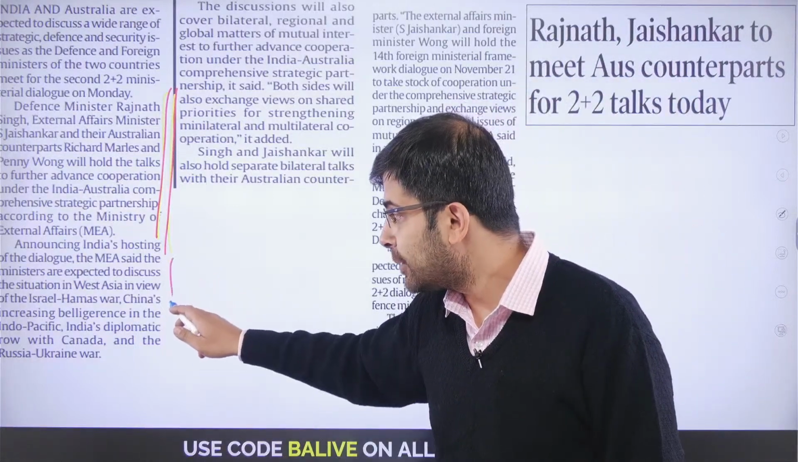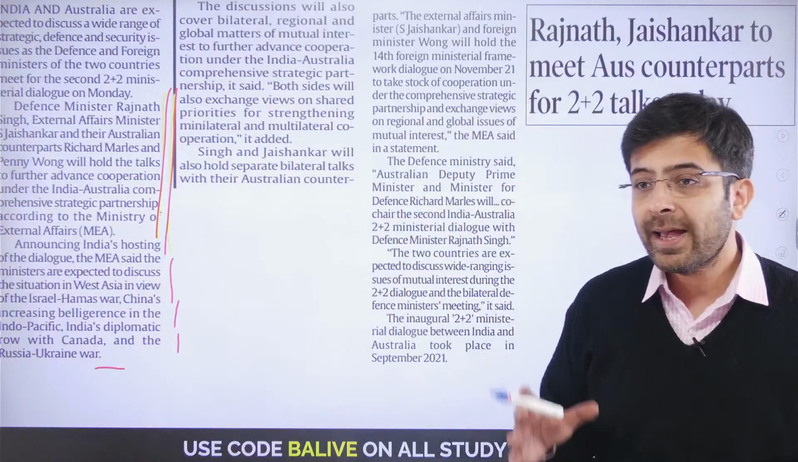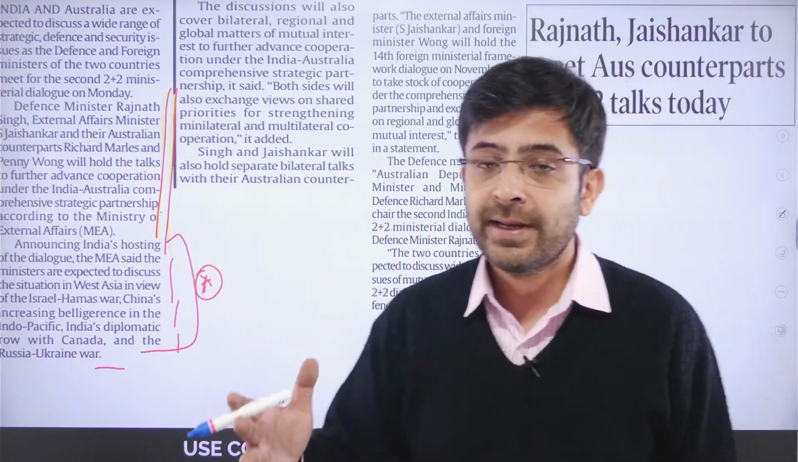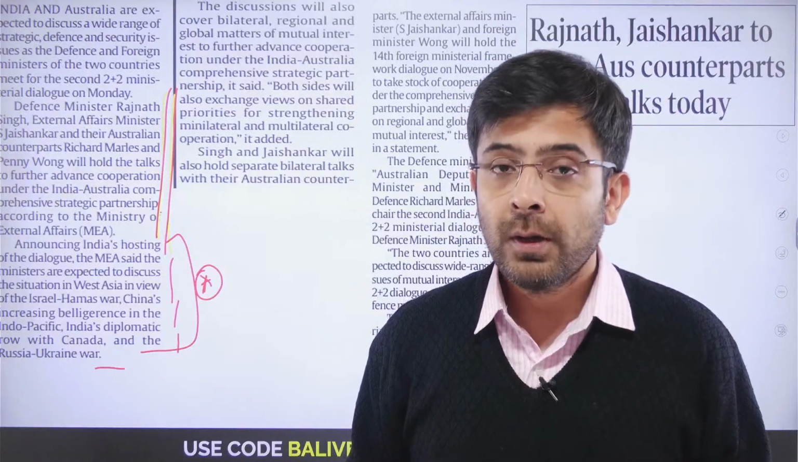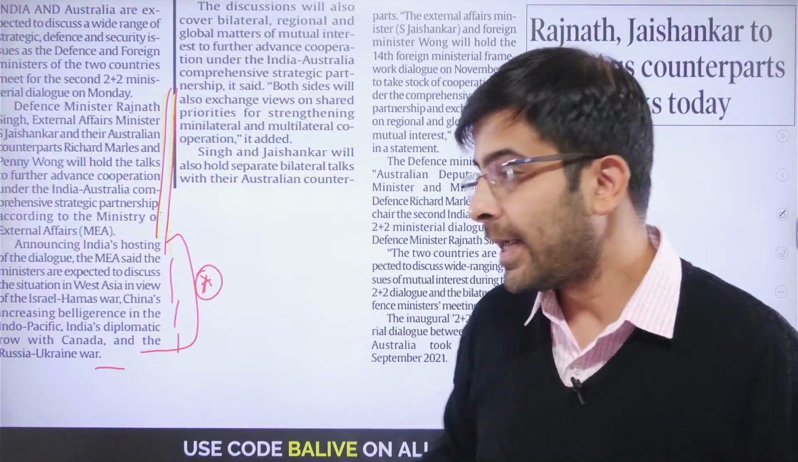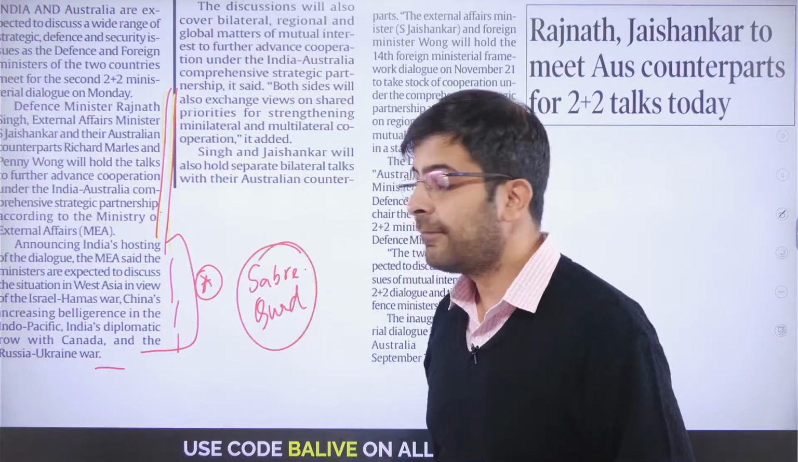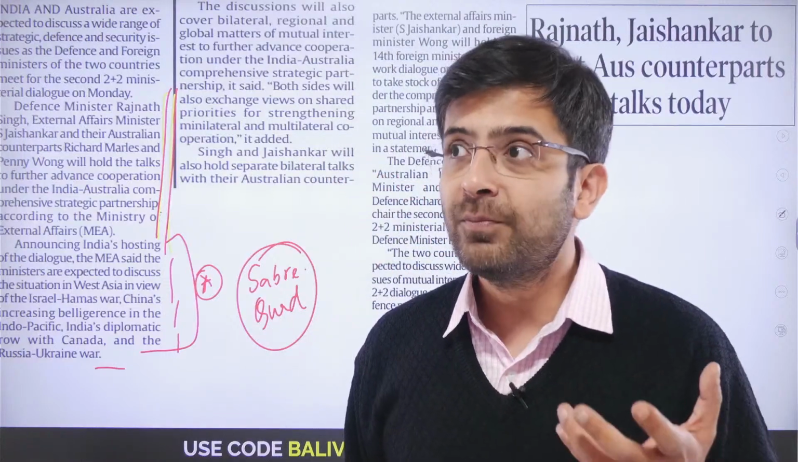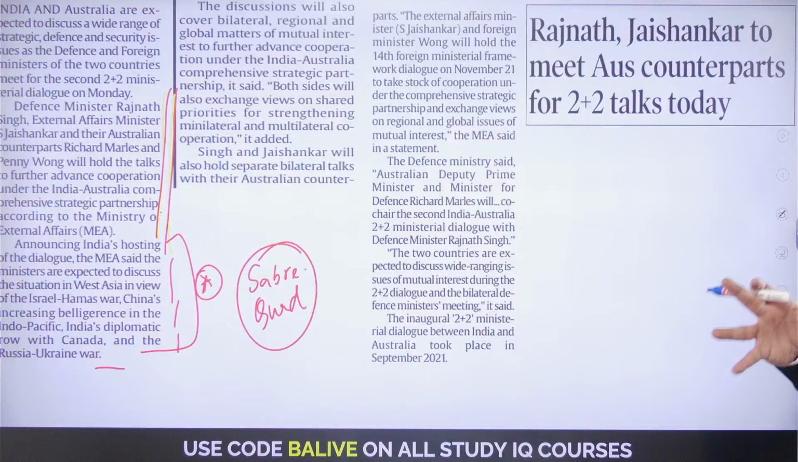The ministers are expected to discuss the situation in West Asia, China's increasing belligerence, India's diplomatic row with Canada, and the Russia-Ukraine war. If these are the areas of convergence, it is a very important paragraph, because it tells you where India and Australia are collaborating. More importantly, in terms of military, you have Operation Sabre, the Quad, all of these, where we are collaborating with Australia. India and Australia are now part of the IPEF also. But trade and commerce is where India and Australia are converging the most. From the examination perspective, it is very, very important that you get a grip of the scope of convergence between India and Australia.